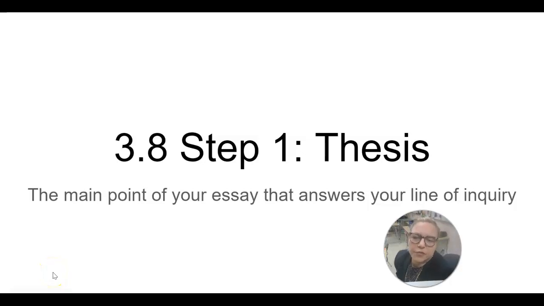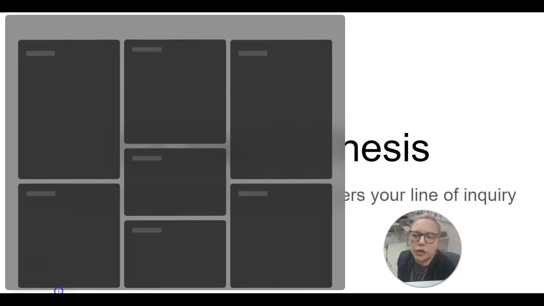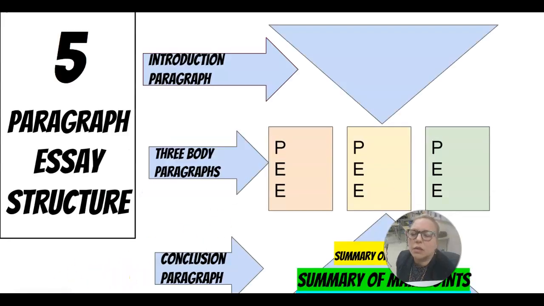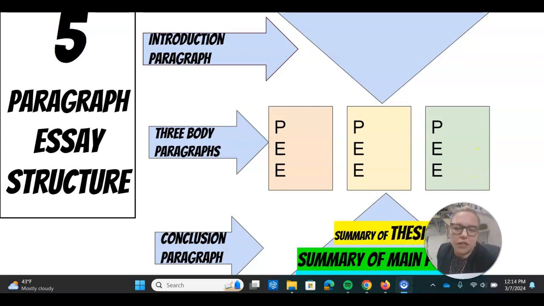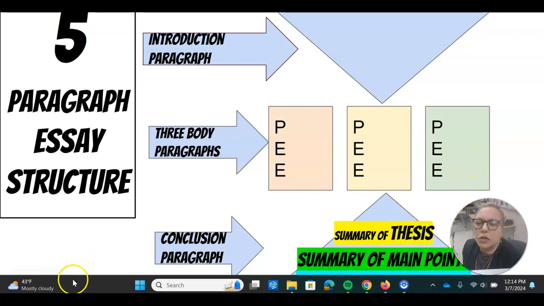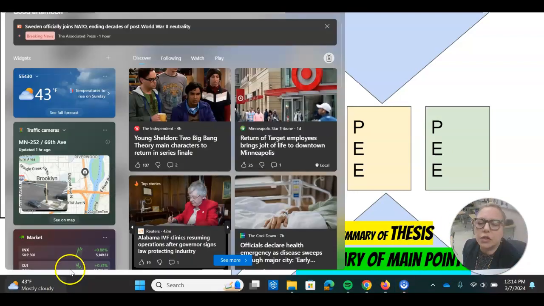So the first step for 3.8 is to write your thesis statement. Your thesis statement is the main point of your essay, and it answers your line of inquiry. So let's talk about what your essay is going to include by the time you're done with it. It is going to have 5 paragraphs. You're going to have an introduction, you're going to have 3 body paragraphs, and then you're going to have a conclusion. So in the introduction, you have 3 parts.